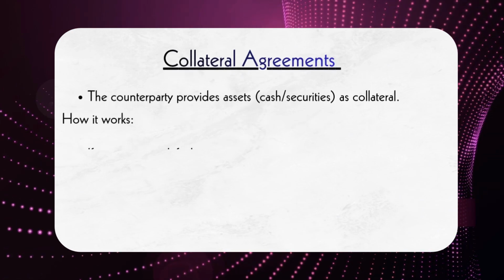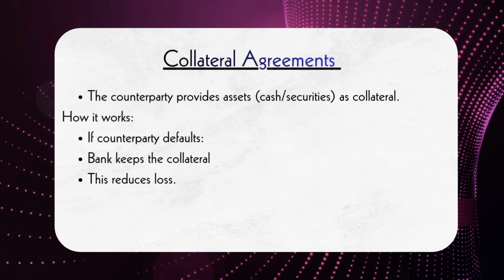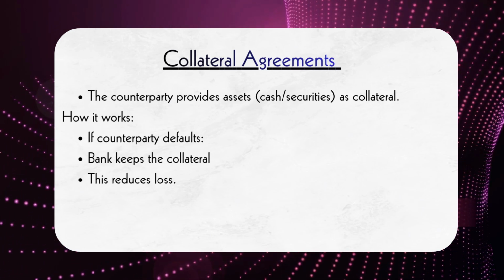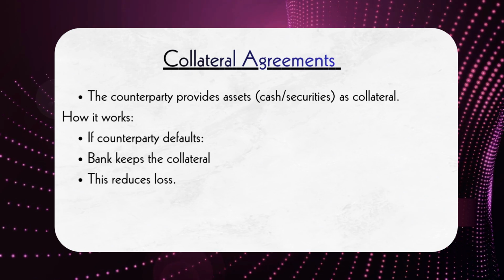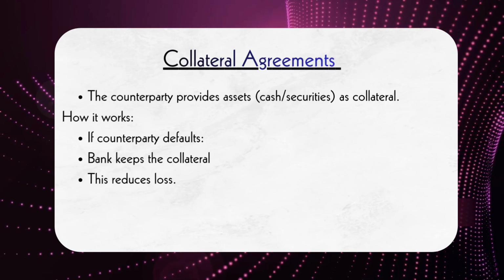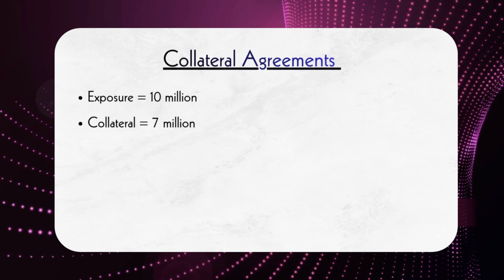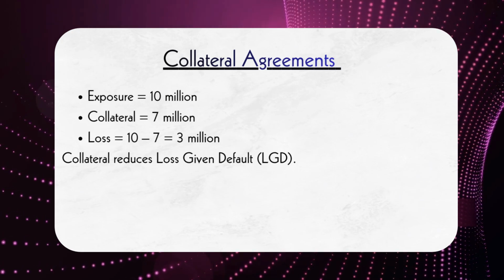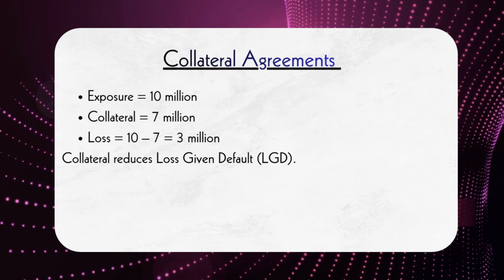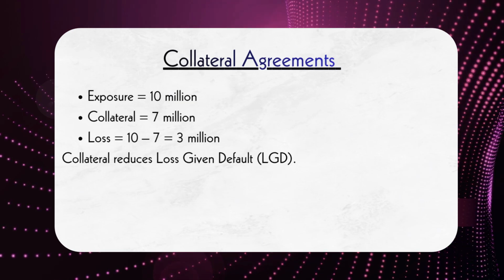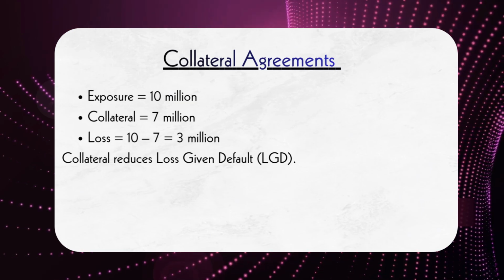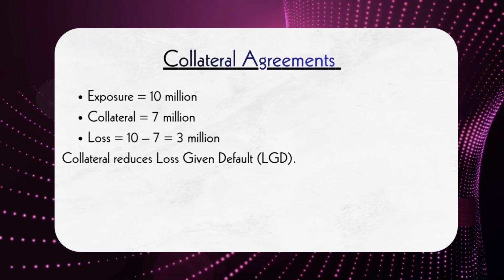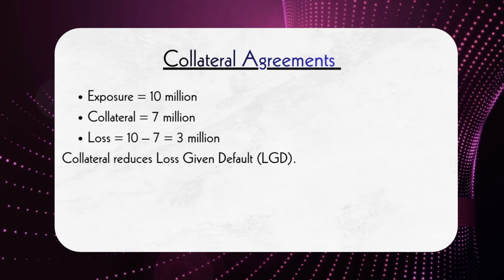Now, let us move to collateral agreements. In this method, the counterparty provides assets like cash or securities as collateral. If the counterparty defaults, the bank keeps this collateral to recover losses. For example, if the exposure is 10 million and the counterparty has posted 7 million as collateral, then the bank's loss is only 3 million. So, collateral does not reduce exposure directly, but it reduces the loss if default happens. In technical terms, it reduces the loss given default.